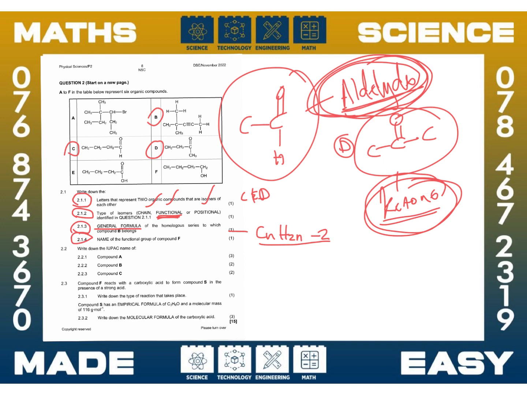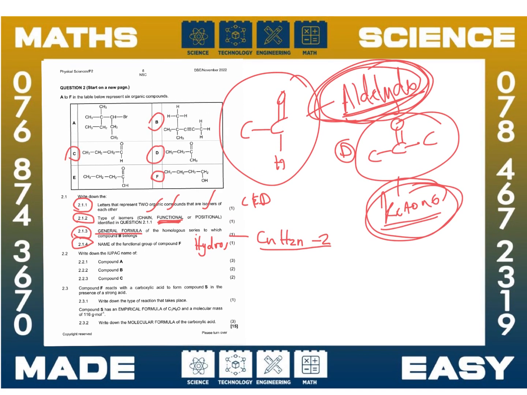Name the functional group of compound F. Name the functional group. Where does F belong? We know that F is an alcohol, and we identify the alcohols by the fact that they belong to the hydroxyl group. So they belong to the hydroxyl group. So hydroxyl. Okay. We quickly move to 2.2.